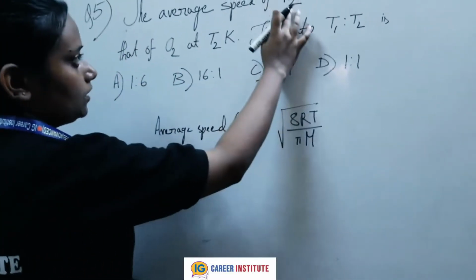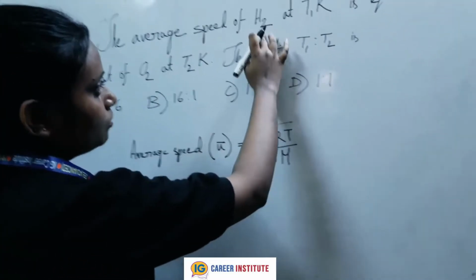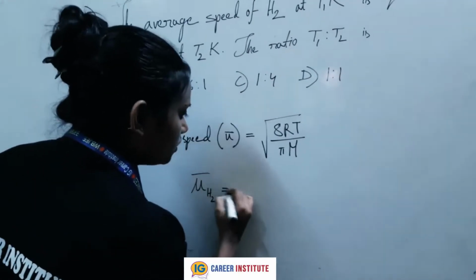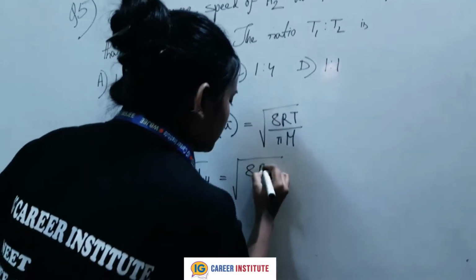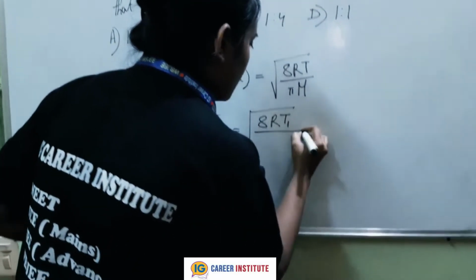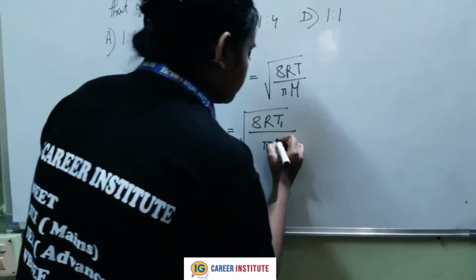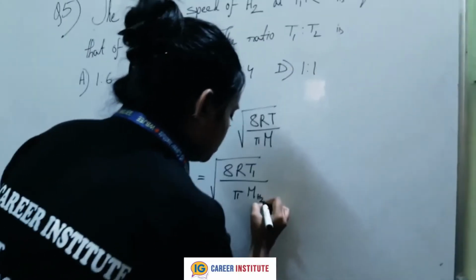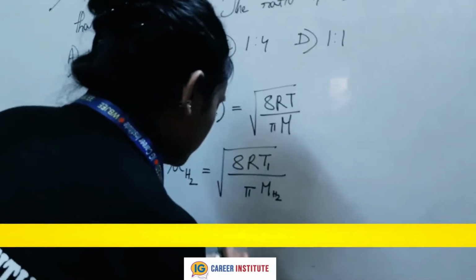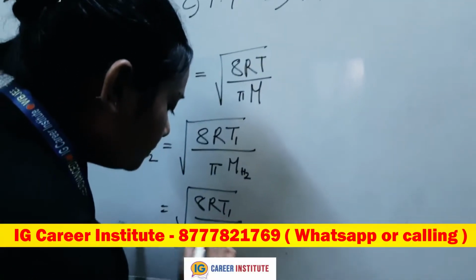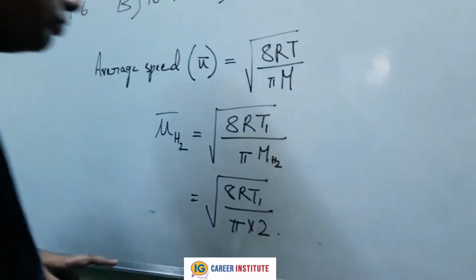So what is the first gas that we are talking about? Hydrogen at T1 Kelvin. So u bar for hydrogen will be root over 8R, its temperature is T1, pi, and what is the molecular weight of hydrogen? That is MH2, which is 2. So let's put the values in: pi into 2.